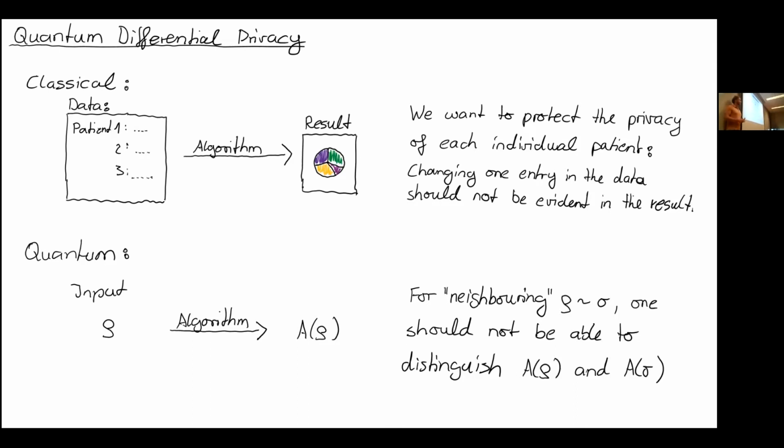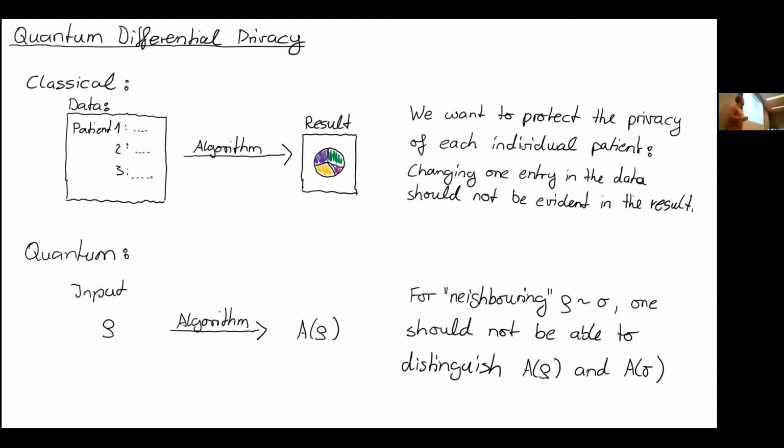Then there was later work by Scott Harrison and others, which tried to mimic more closely the classical way of defining neighboring. In the classical case, you have this database and you swap one entry in the database. Neighboring classically usually means two databases are neighboring if they differ in only one entry. Scott defined the quantum version of neighboring: if we have a multipartite state, then two of them are neighboring if a local quantum channel on only one system can transform one state into the other.